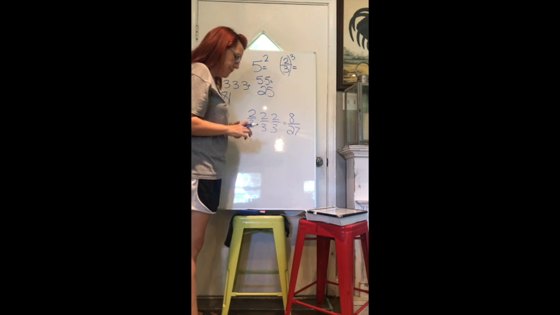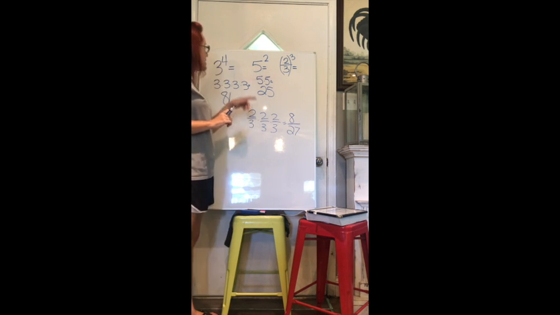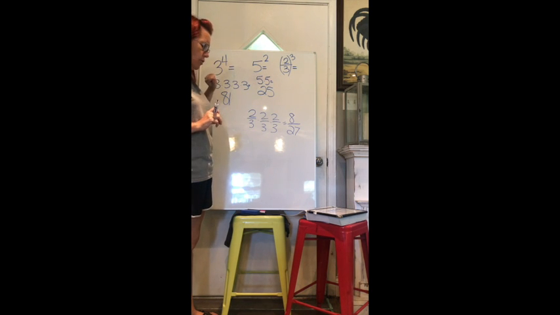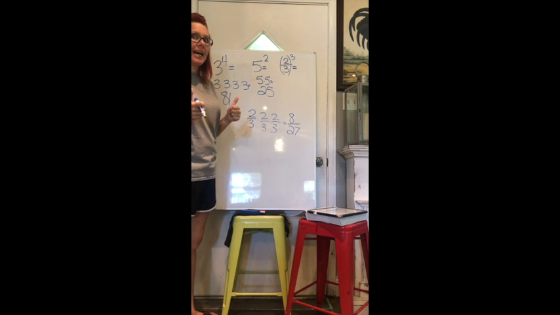8/27. Now make sure, like I said, that you don't look at this and go, oh, that's 5 times 2, because you would get 10, and that's not correct. We want to make sure that we know that this is 3 multiplied by itself 4 times. Okay? You got it?